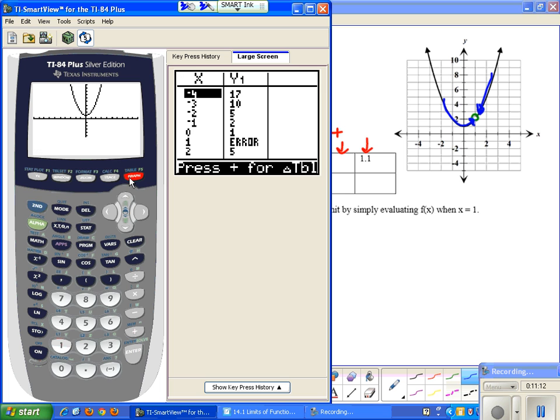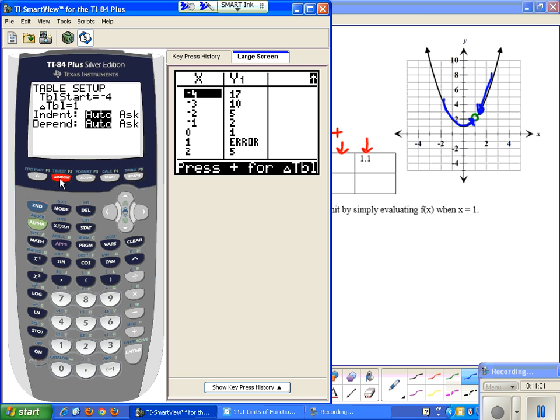And if you go to your table now that we've changed it back to auto, notice that at x equals 1, it says error. So we are concerned with what's happening as we're approaching this value. That's what makes limits so cool, is that we can do that by graphically looking at them or algebraically. So right now we're just focusing on graphing.